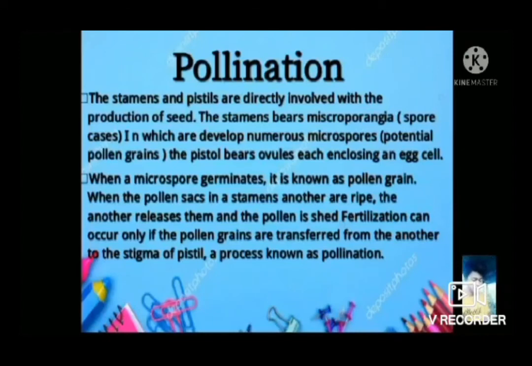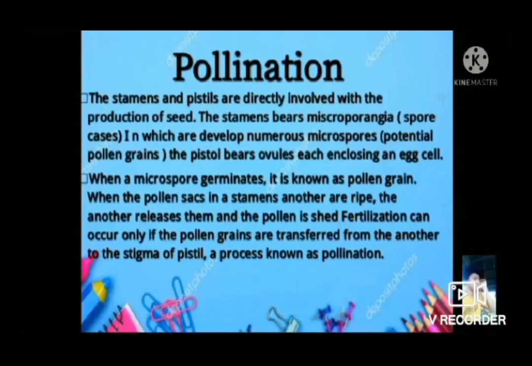Pollination. The stamens and pistils are directly involved with the production of seed. The stamen bears microsporangia, spore cases in which are developed numerous microspores, potential pollen grains. The pistil bears ovules, each enclosing an egg cell. When a microspore germinates, it is known as a pollen grain. When the pollen sacs in the stamen's anther mature, the anther releases them and the pollen is shed.